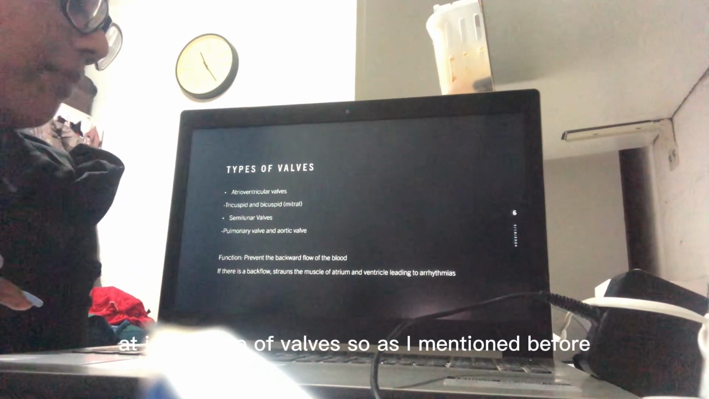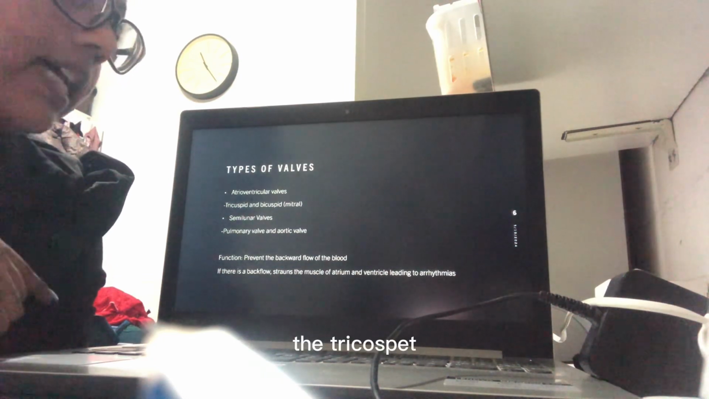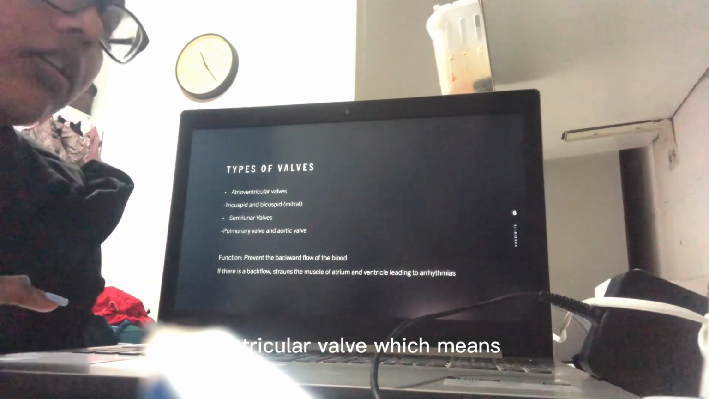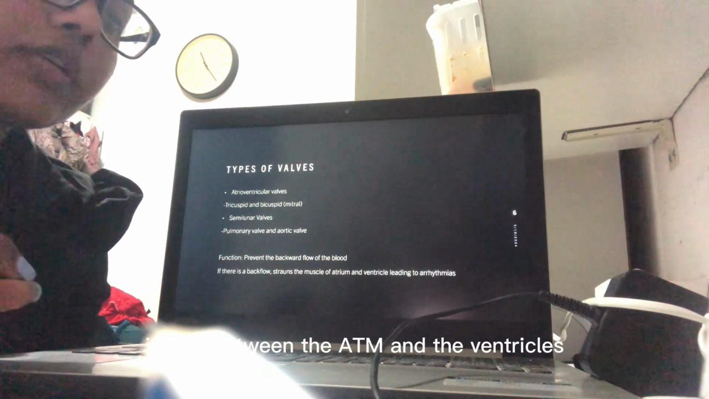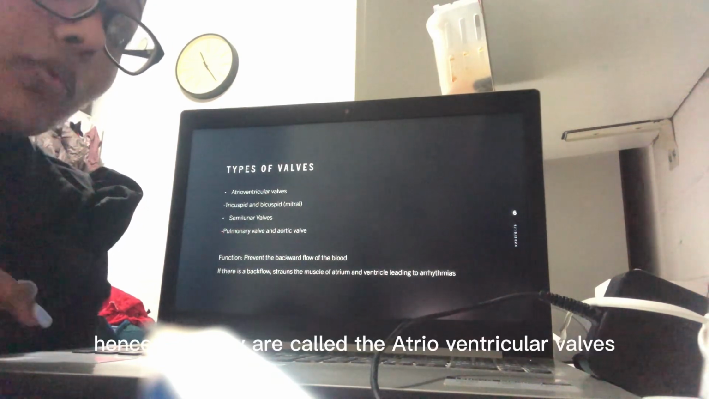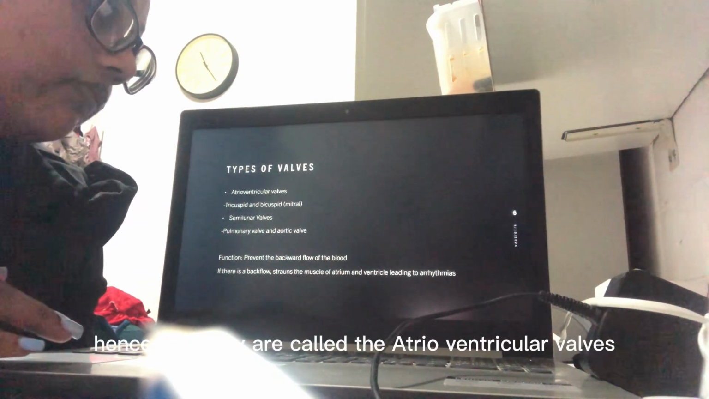And the next thing we are looking at is the types of valves. As I mentioned before, the tricuspid and bicuspid valves are also known as the atrioventricular valves, which means they are in between the atrium and the ventricles. Hence they are called the atrioventricular valves.